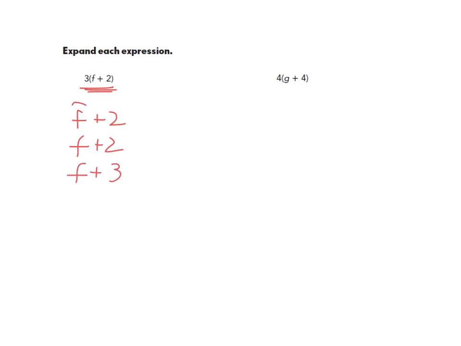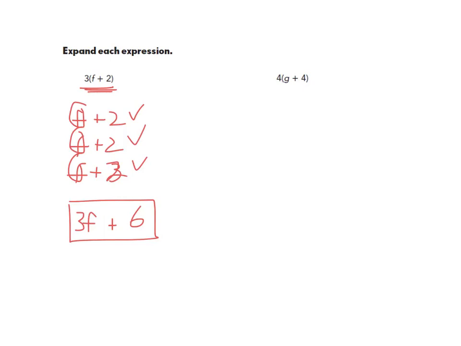So what I know is that altogether, I've got a total of 3 f's. And altogether, I've got a 2 and a 2 and a 2. That's a total of 6. So I've got 3f plus 6. Through the use of the distributive property, though, we can sort of do a shortcut around that.